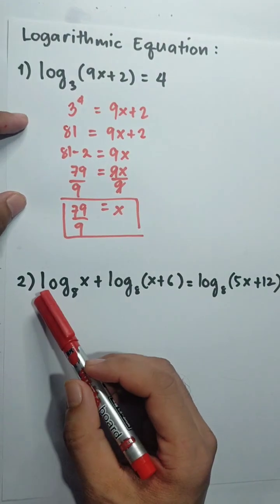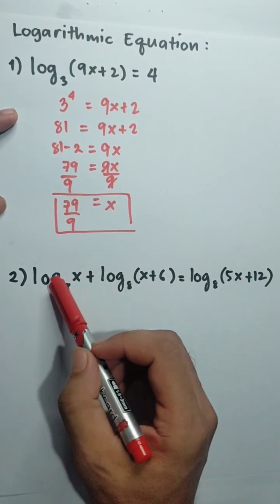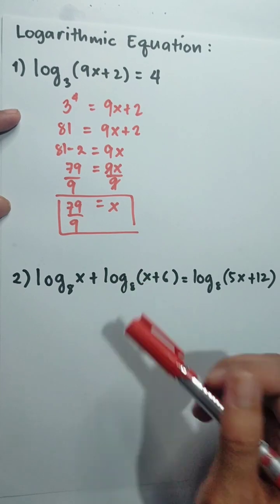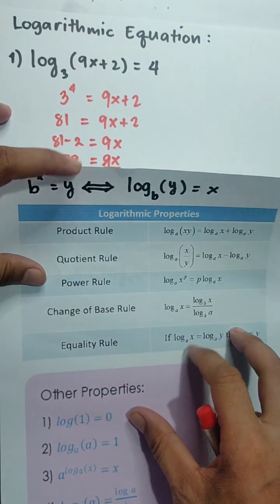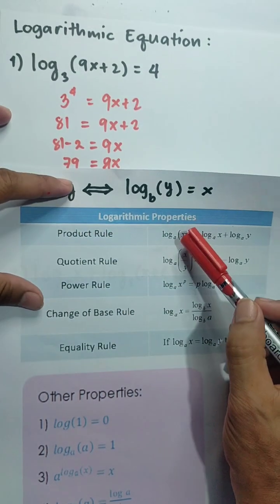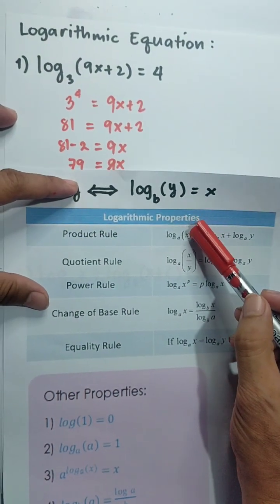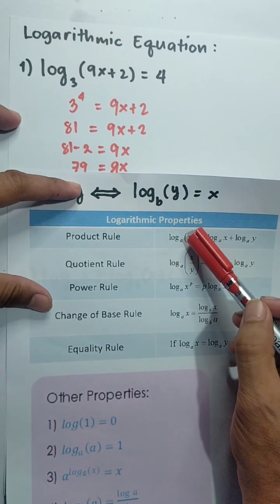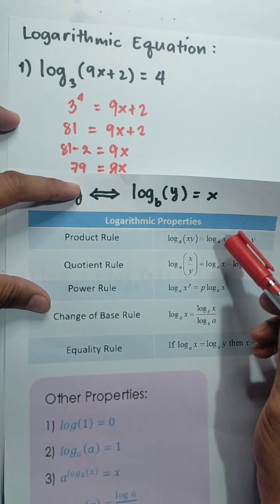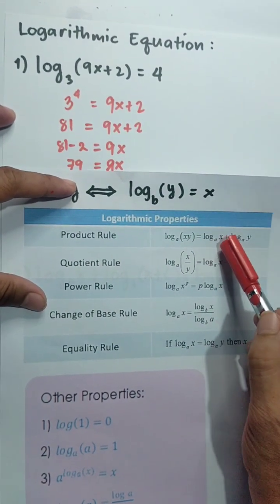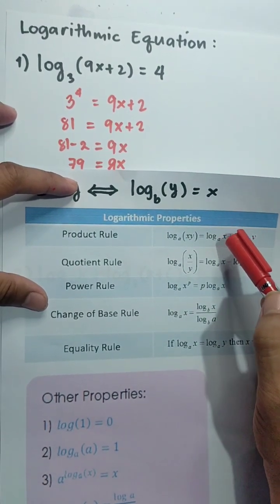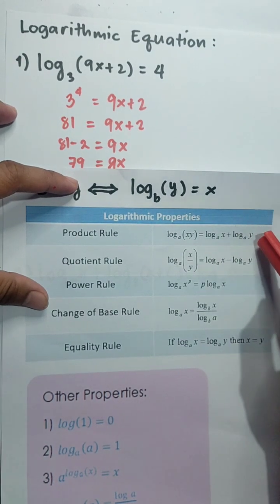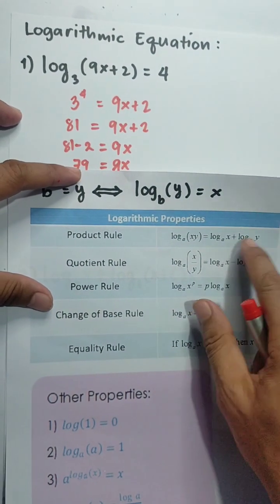In number 2, you see we have a sum of logarithms here. So we can use the property of logarithm called the product rule. If we have a log whose argument is a product, then we can express that as the sum of its factors: log base a of x plus log base a of y. So that's what we're going to do here.